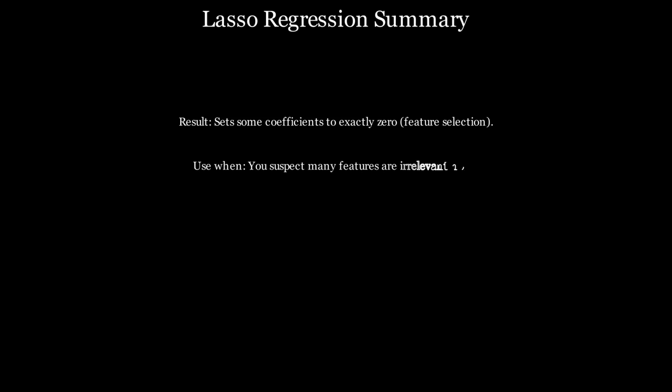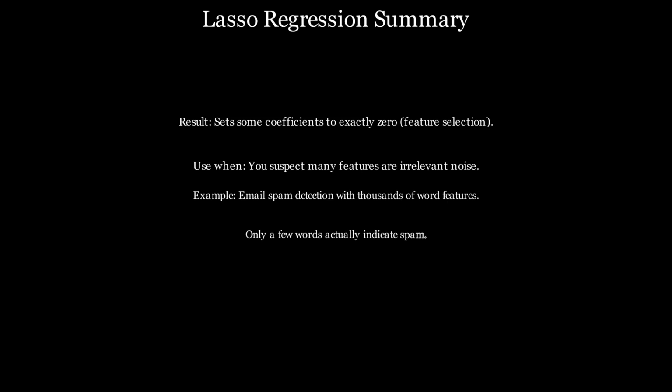This is why Lasso is famous for performing automatic feature selection. It simplifies your model by telling you which features are not important. For example, in email spam detection, with thousands of word features, only a few words actually indicate spam. Lasso will identify these automatically.